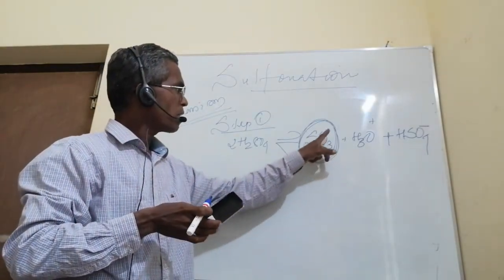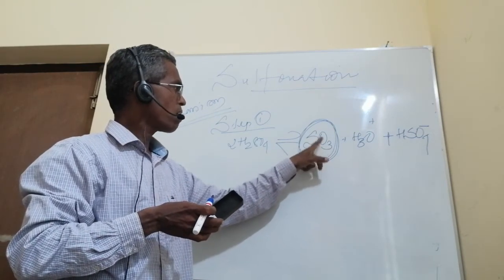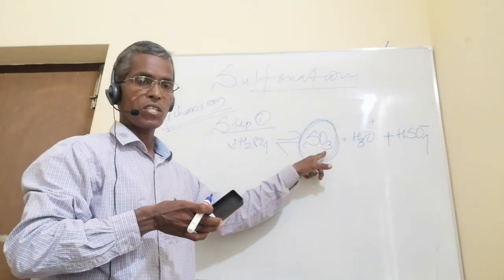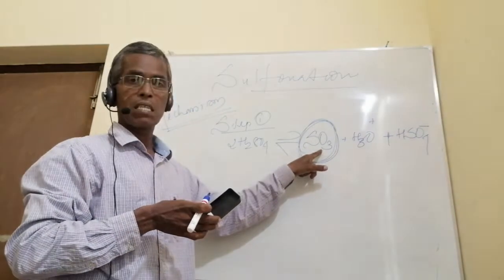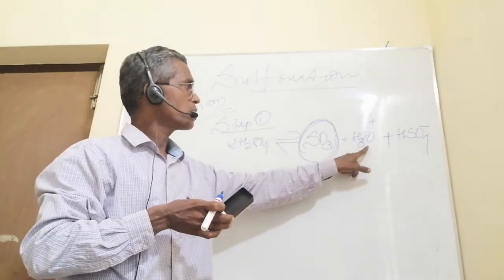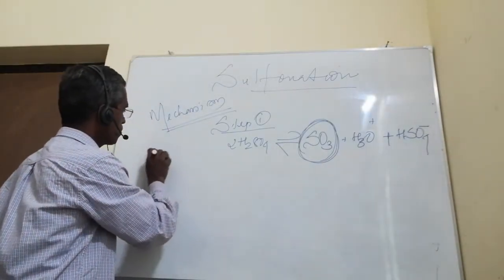You can ask me that there is no plus charge here. How can this sulfur trioxide act as an electrophile in this reaction? I'll explain the answer for this. Anyway, this is our electrophile, along with H3O+ and HSO4-. Now come to step number 2.